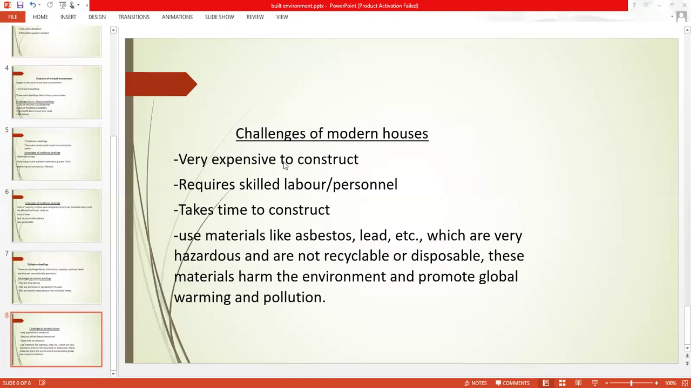There is a topic we'll also cover later on precast materials.